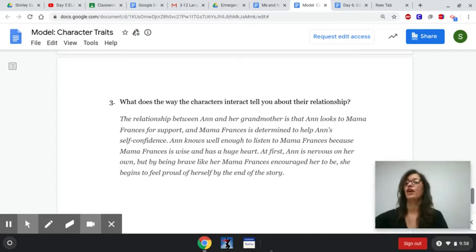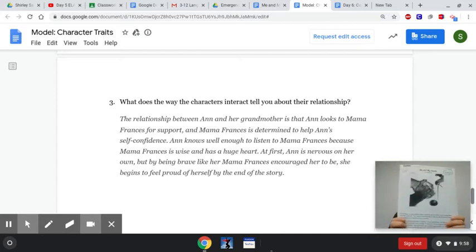Once you've done that, you're going to go back to your packet and you are going to answer questions 6 through 10 for Me and My Habits. We already answered 1 through 5. Today we're answering questions 6 through 10. You're going to reread the story and answer questions 6 through 10.